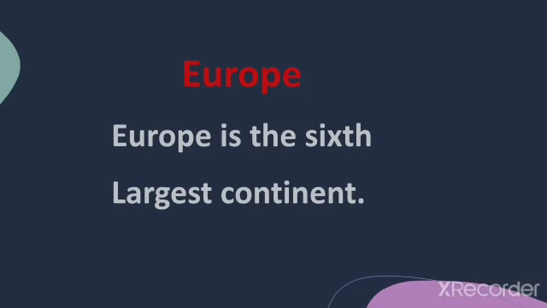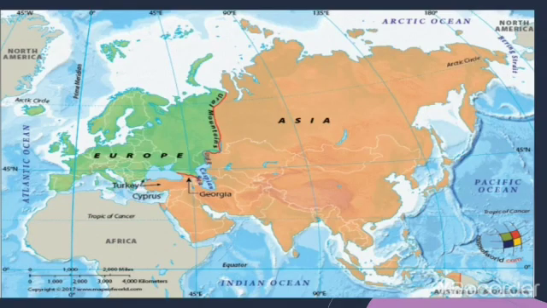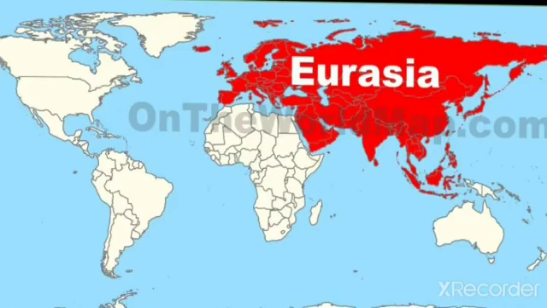Next continent, Europe. Europe is the sixth largest continent and has some of the most developed countries in the world, even though it is quite small in size. It is Asia's neighbor and is located entirely in the northern hemisphere. Okay, this is the map of Europe. Europe and Asia are sometimes together known as Eurasia. Okay. Europe and Asia sometimes together known as what, students? Eurasia.